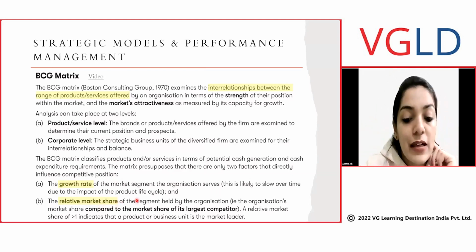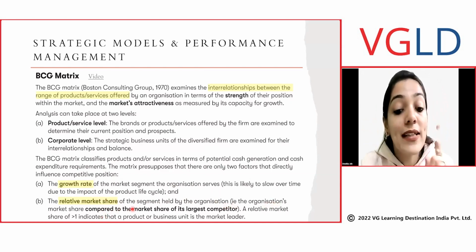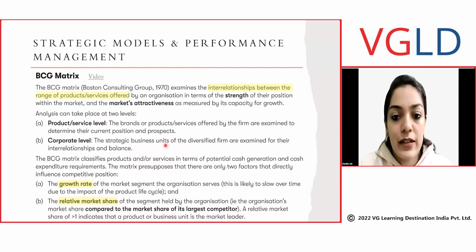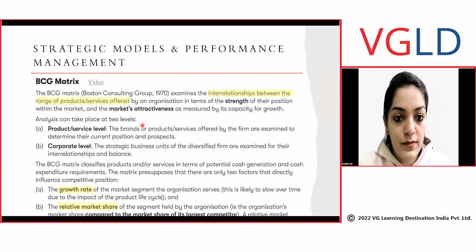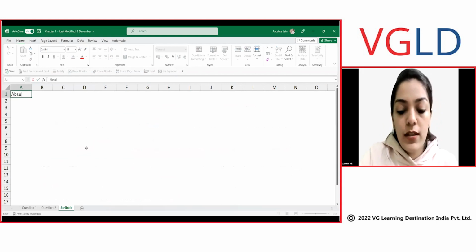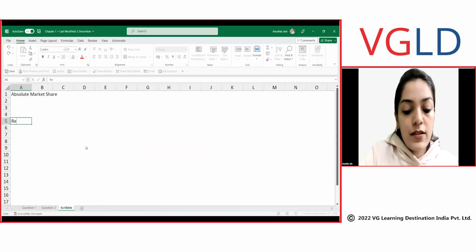The relative market share of the segment held by the organization. That is the organization's market share compared to the largest competitor. So let me tell you one thing. Here, I will present my Excel. What is the difference between relative market share and absolute market share? So there are two terms. Absolute market share and relative market share.